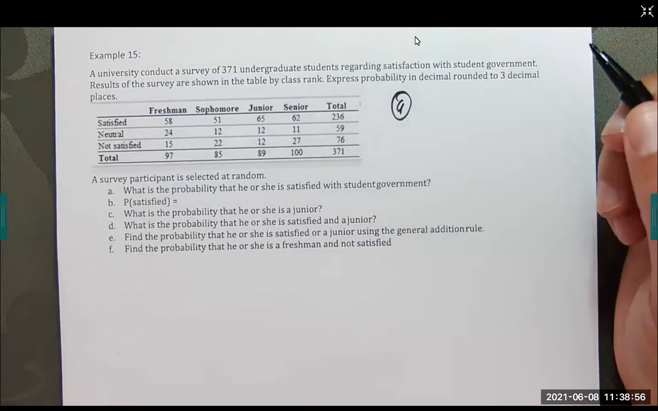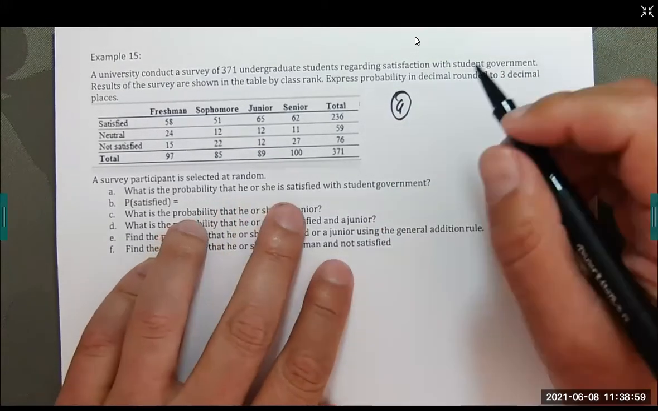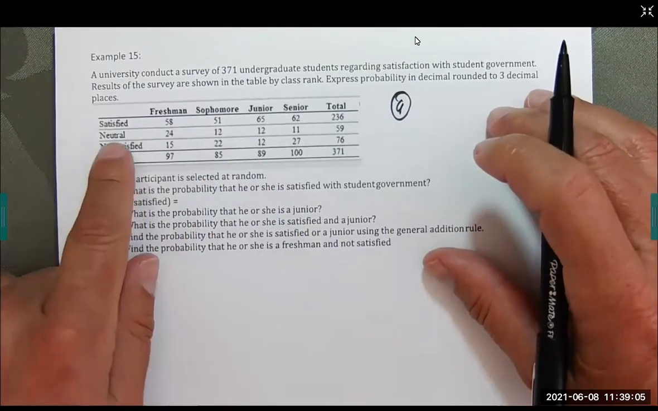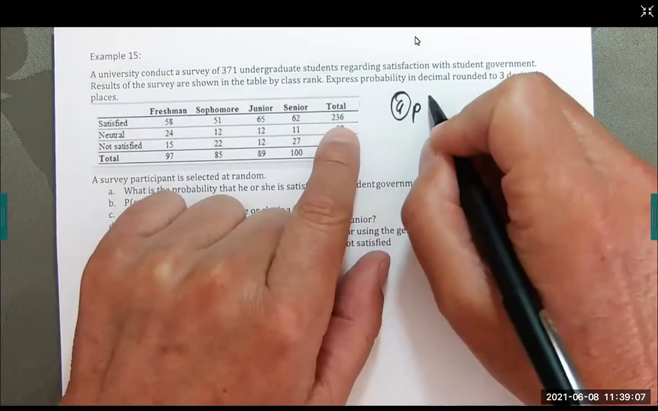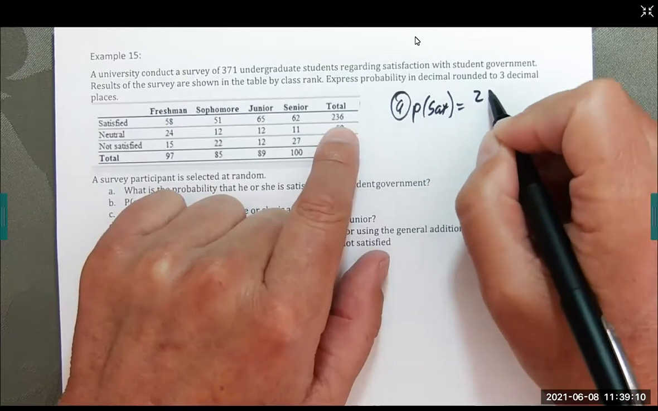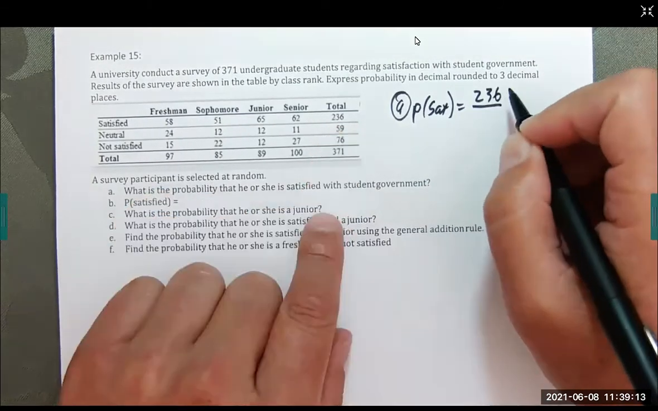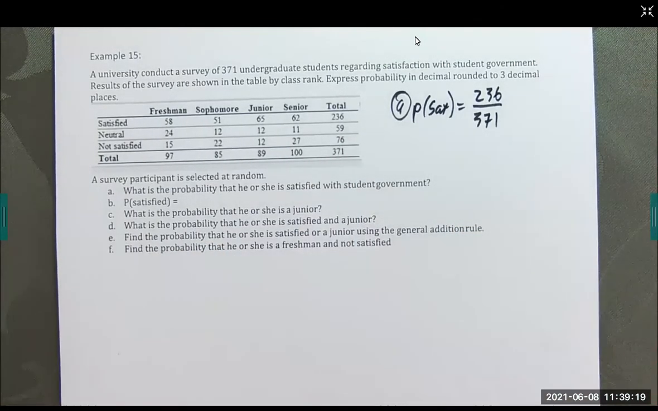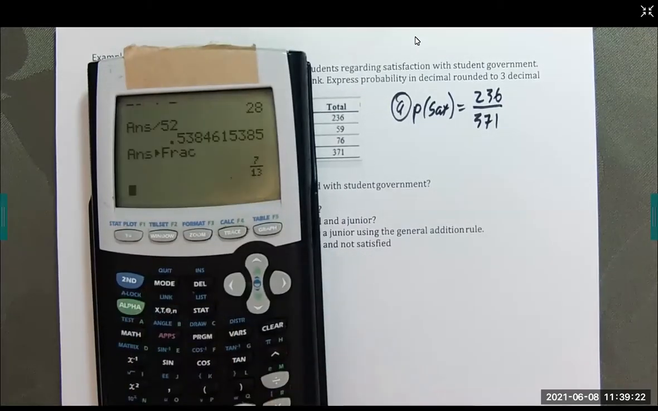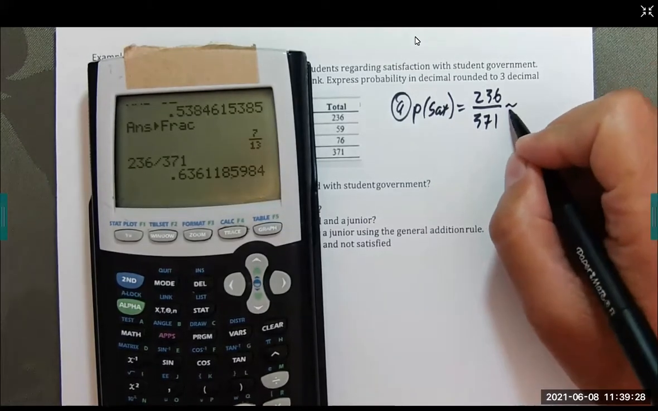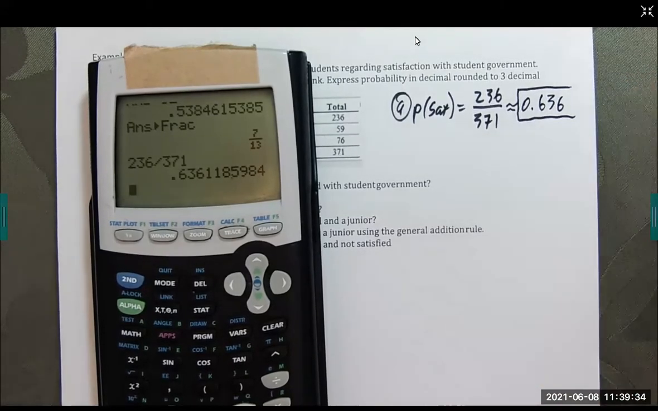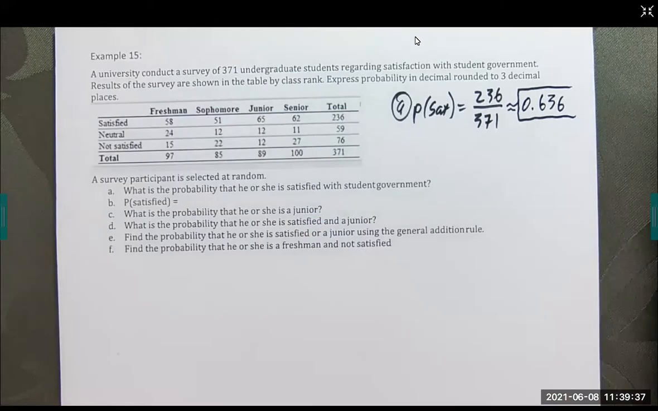Part A, what is the probability that he or she is satisfied with student government? So how many are satisfied with the student government? So here we have satisfied. There are 236 out of the total, which is the 371. We want a decimal approximation. 236 divided by 371 is 0.636. So a little over 63% of the students are satisfied with the current student government.